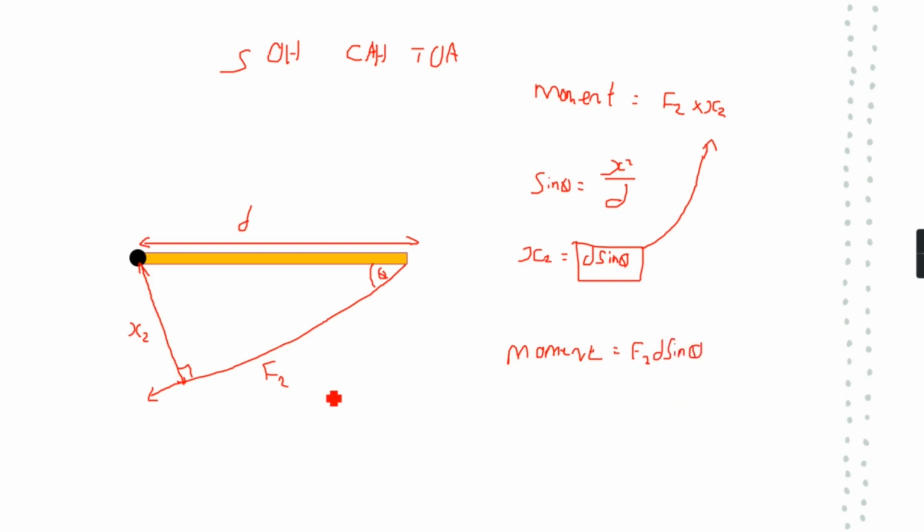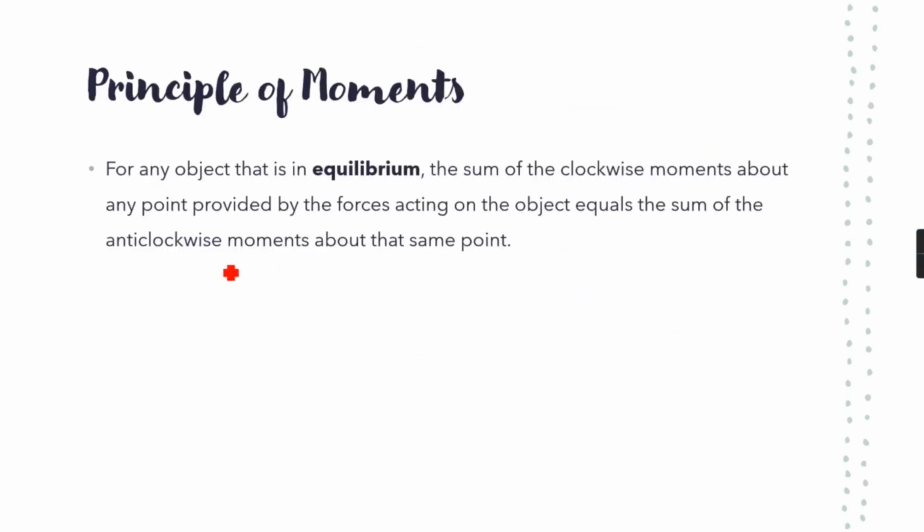That's how you go about working out something that's a bit different to just pushing a lever down at 90 degrees. What this principle states is that for any object that is in equilibrium, the sum of the clockwise moments about any point provided by the forces acting on the object equals the sum of the anti-clockwise moments about that same point. That's basically just saying that things are balanced as long as the sum of the clockwise moments is equal to the sum of the anti-clockwise moments. So that's a summary of that.